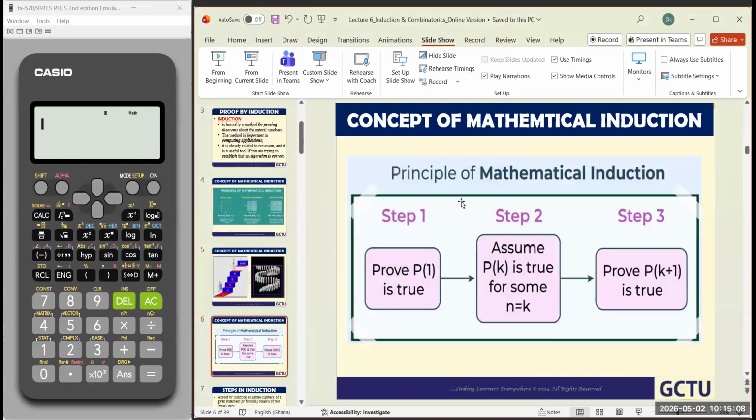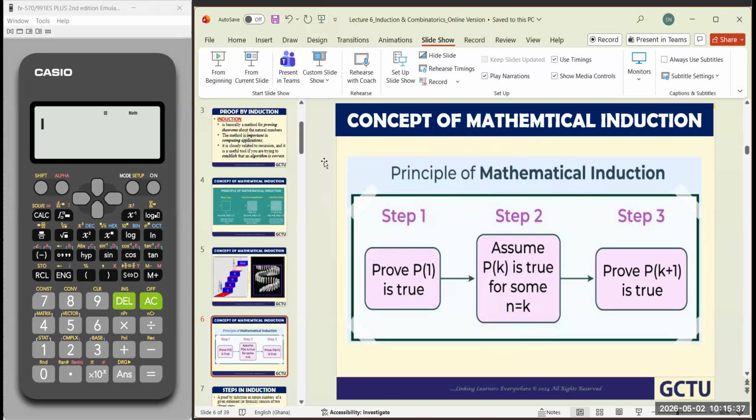So these are the 3 steps we are going to go through. Step 1, check P of 1. Show that it is true. Then step 2, check that when you substitute n is equal to k, we assume that that statement is true. Should imply that when we substitute n is equal to k plus 1, this induction problem should work. So these are the 3 steps we are going to go through this morning.